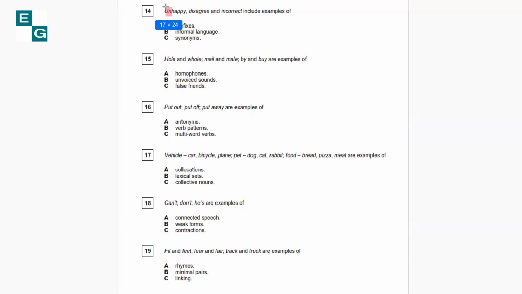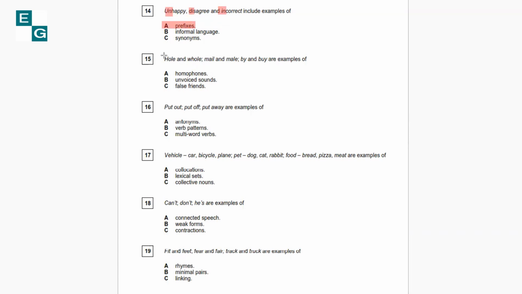Unhappy, disagree, and incorrect are all examples of prefixes, parts of the sentence and words, particles you add to the beginning of words. Now let's think about this.